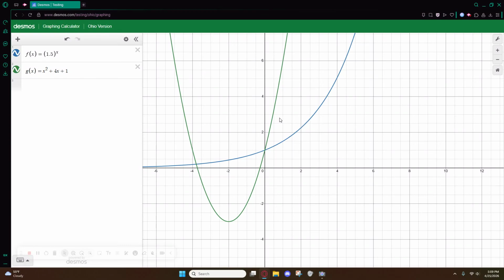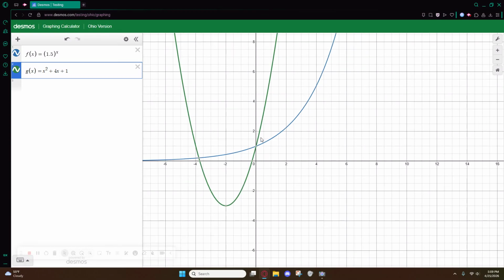Okay. So, as you can see, once again, there is a situation where f of x is greater than g of x. It is right here in between these two dots. F of x is larger. So you can get rid of the choices that say for all values of x.